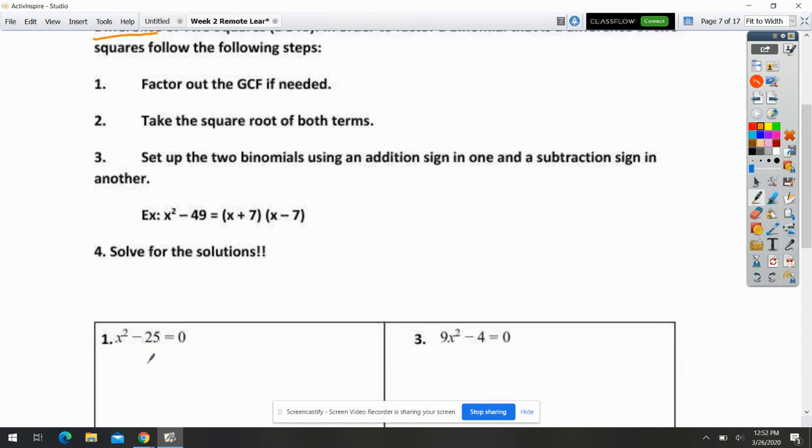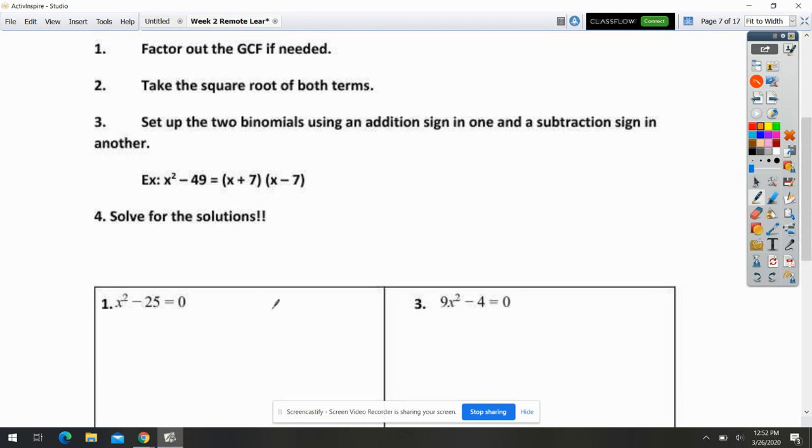So let's look here. Here we have x squared minus 25 equals 0. So the first step says to factor out the GCF. So here, x squared and 25, there's no greatest common factor. So we can skip to number 2. So we're going to take the square root of both terms, okay? The square root of x squared is x, because x times x gives you x squared. And the square root of 25 is positive and negative 5.